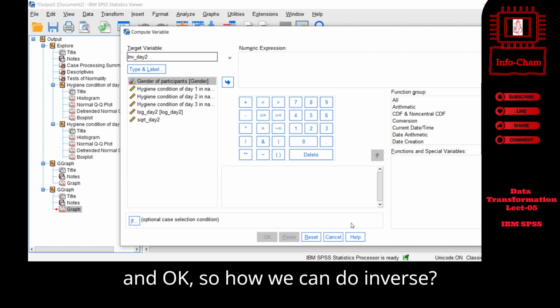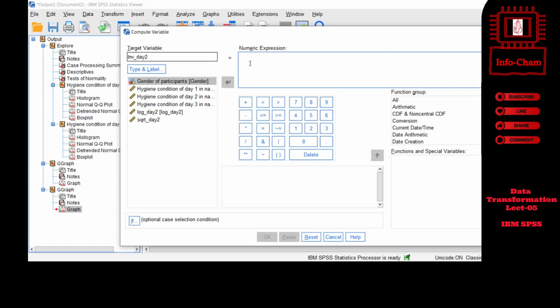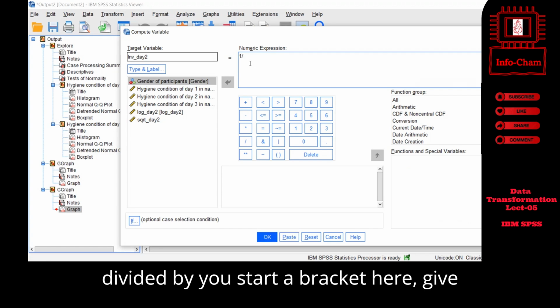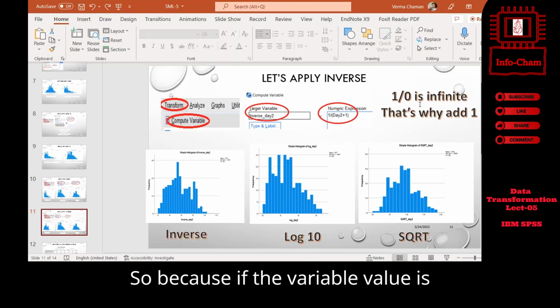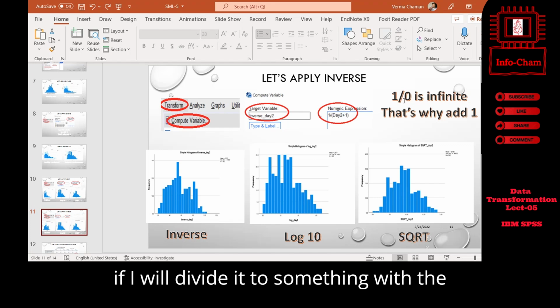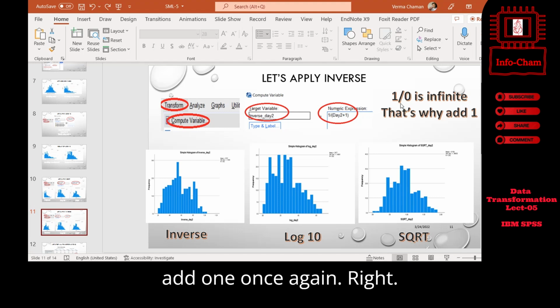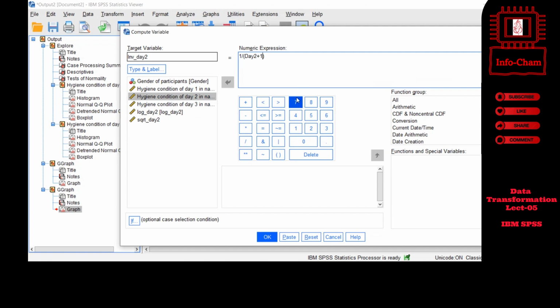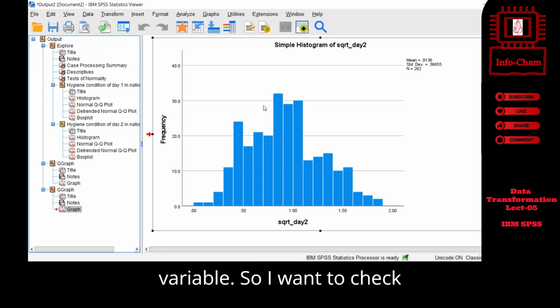Okay, so how can we do inverse? Inverse is like 1 divided by, you start a bracket here, give a value of Day 2. One more thing: if the variable value is 0, and I divide something by 0, it means infinite, which is not good. So in that case we have to add 1 once again, right? Now I can easily create an inverse type of transformation variable.